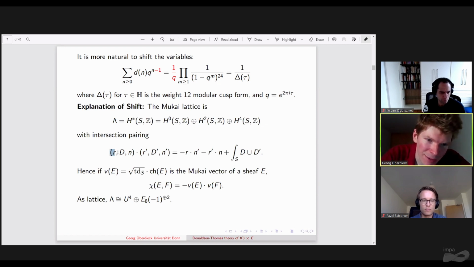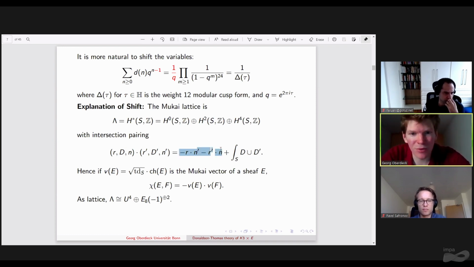So this is defined by the following: if you represent a cohomology class by these three vectors according to this decomposition, then you define the pairing by taking the regular intersection product of the divisors, and then the point class and the unit class pair with a -1. And this has the nice fact that if you take a sheaf and take what is called its Mukai vector, so it's the Chern character times the square root of the Todd class, then the pairing in this lattice precisely gives you the holomorphic Euler characteristic between the two sheaves you consider, up to the sign -1.